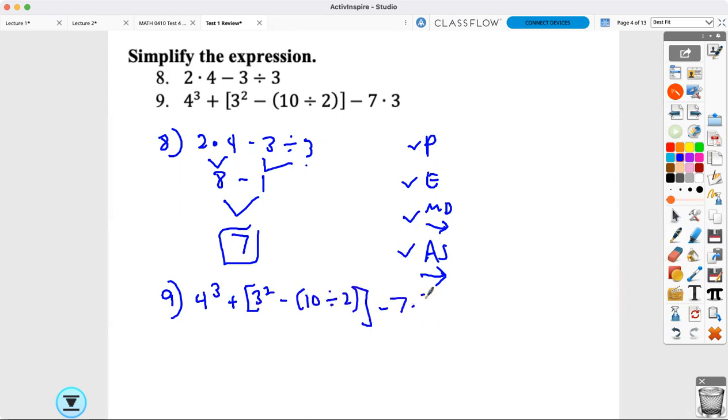Since we have a lot going on in number 9, what do we do first for parentheses? The parentheses or the brackets? Parentheses. Correct. What's 10 divided by 2, class? It's 5. So we're still doing the brackets, right? So in the bracket, what's next? We can't subtract yet, so what do we do first in the brackets? Exponent. Yeah, exponent. 3 squared is 9.